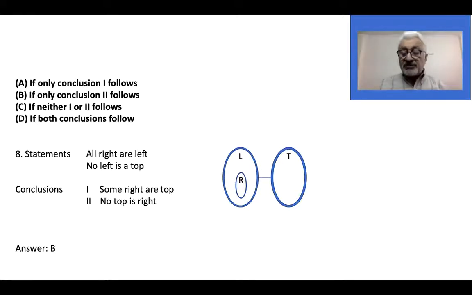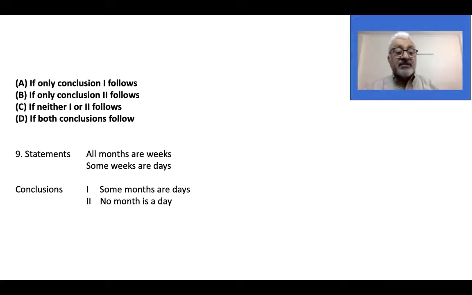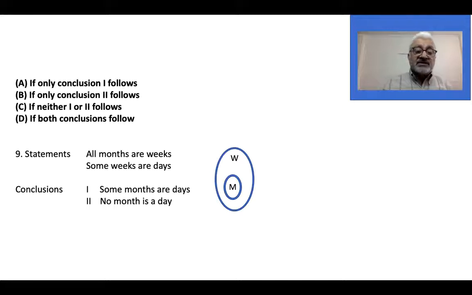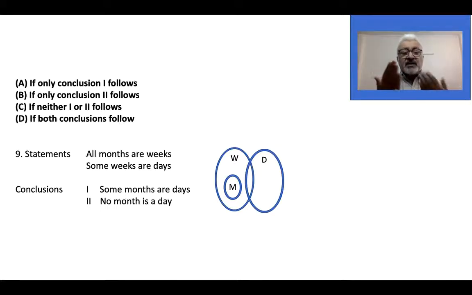I hope this is also understood. Moving on. Question number 9. It has no negative statement, so we can start with the first one. All months are weeks. This would be all months are weeks, so months is inside weeks. And it says some weeks are days. We've shown days, and days are overlapping with weeks. So this represents all months are weeks and some weeks are days.